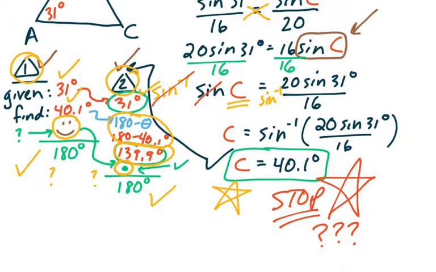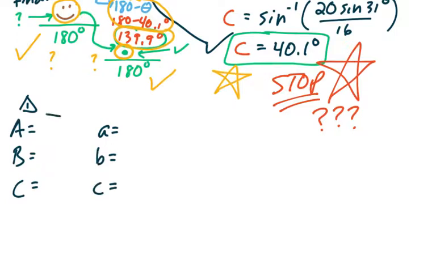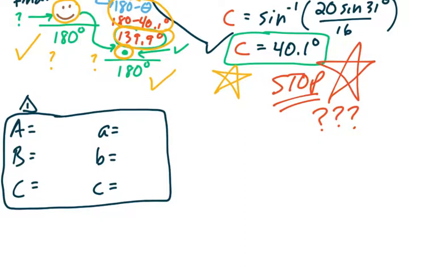Ready? Let's do it. So now, because there's two triangles, guess what? We're going to have two triangle answer boxes. But the good news is, whatever you were given in the original problem is going to be in both boxes because it's in both triangles. So here's triangle 1. Here's triangle 2.